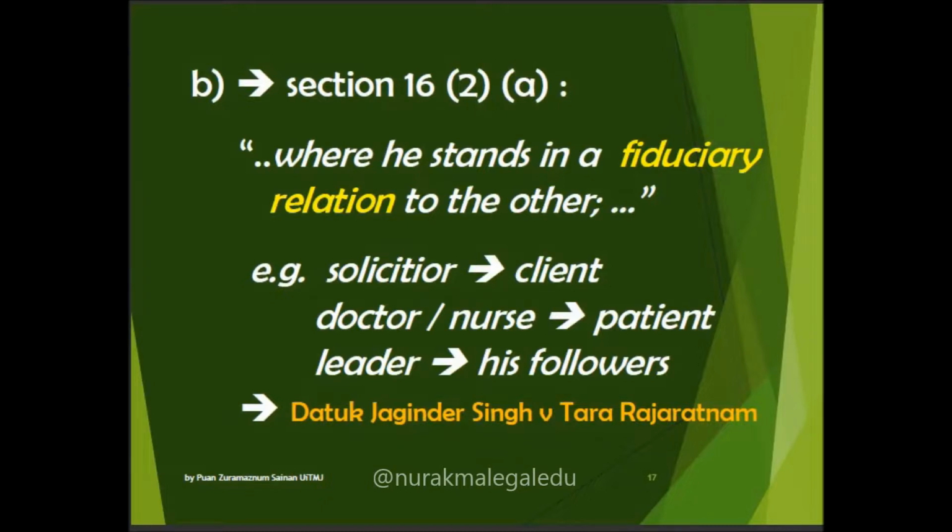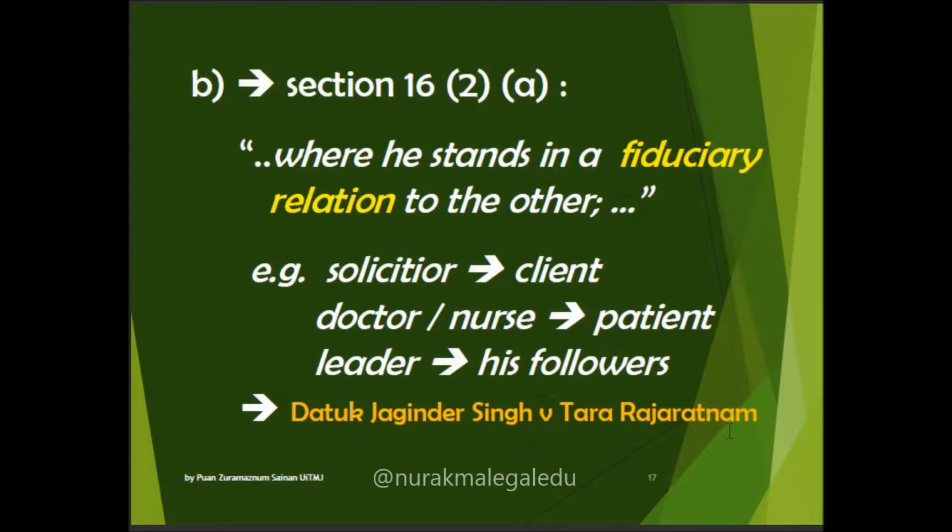Example is Datuk Jaginder Singh against Tara Rajaratnam. Okay, in this case, what happened was that the respondent, Tara Rajaratnam, who was the owner of the land, claimed that she was induced by the fraud and undue influence of the appellant to transfer her land to the appellant. Meaning she was not willing for her land to be sold, but she had been convinced by undue influence to transfer the name of her land to the appellant.